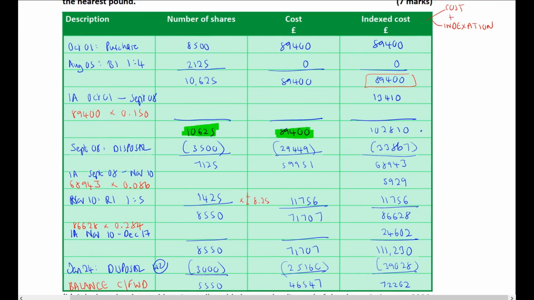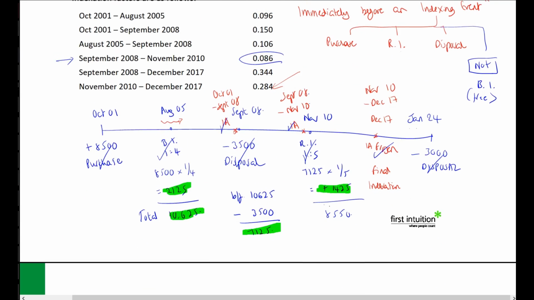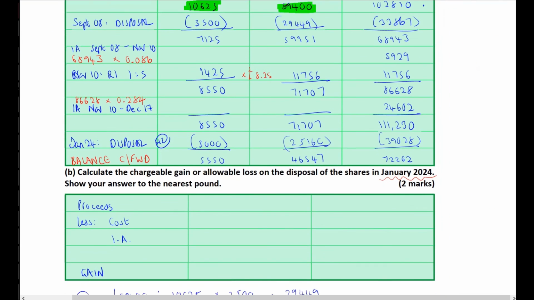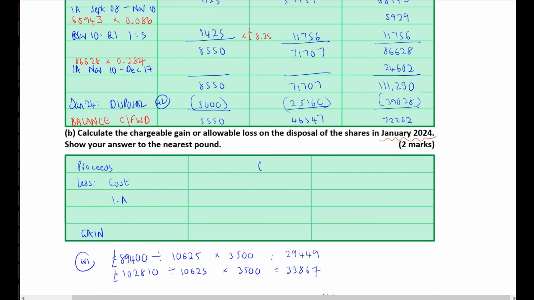Okay, so proceeds. What did we sell these shares for? I'm sure the question told us that. In January 2024, David sold 3,000 shares for £63,900. So proceeds are 63,900. The cost of the shares disposed of was this, 25,160.